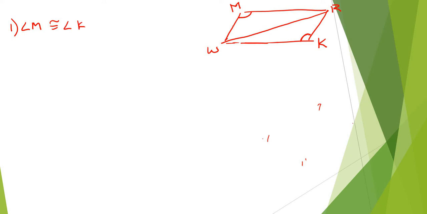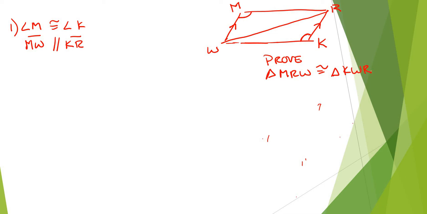I am also told that MW is parallel to KR. Okay, and I want to prove that triangle MRW is congruent to triangle KWR. So take a look and find those two triangles on the diagram, and let's continue with our proof. So the reason for those two is that they are given.